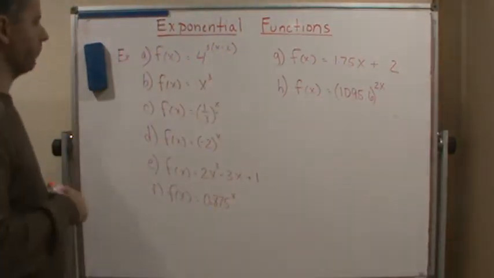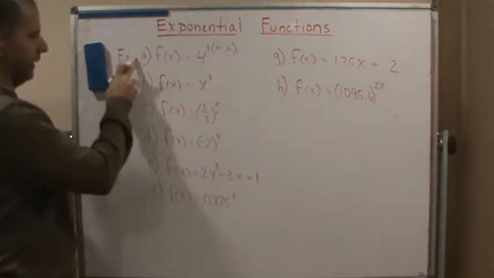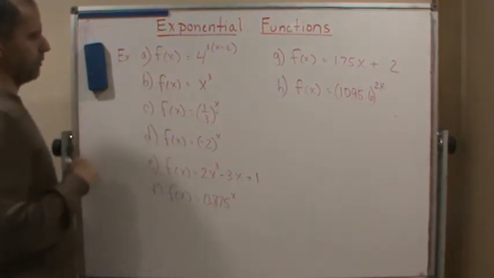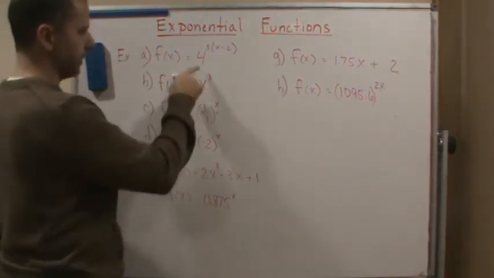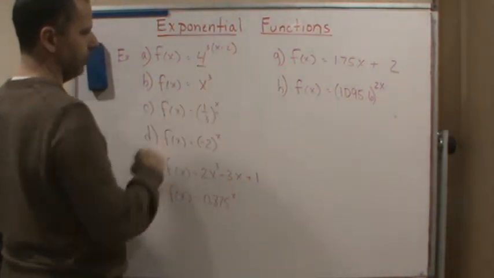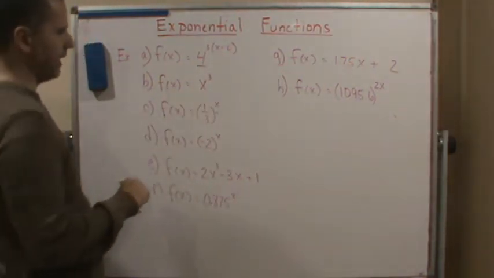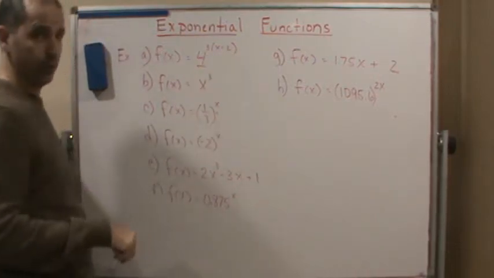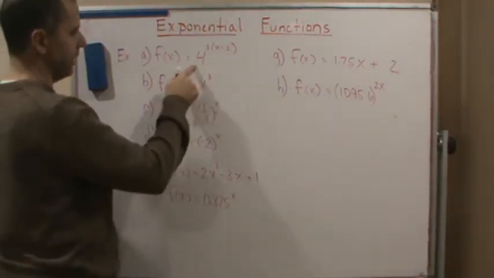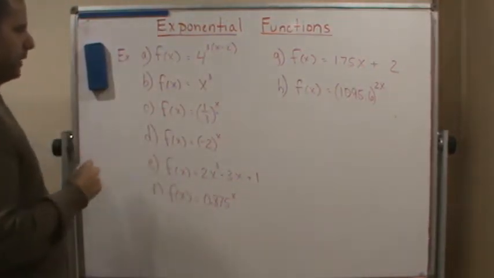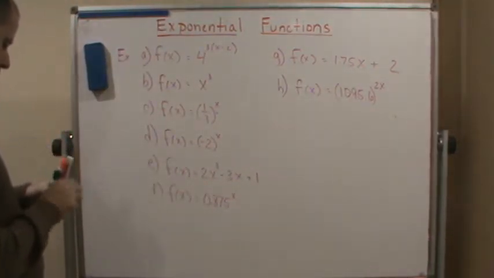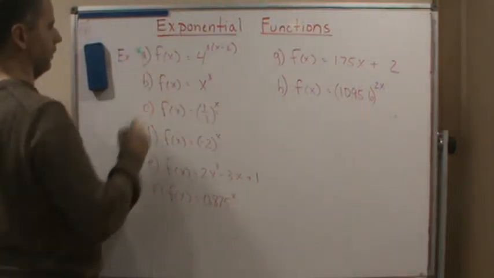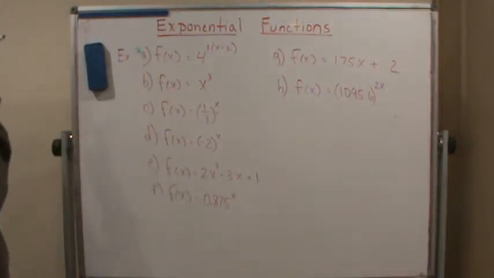So, does A represent an exponential function here? The answer is yes, because we got a constant as a base, and we've got a variable exponent, right? There's x in the exponent, so it's variable. So this is an exponential function. So that's good. Now what about B?